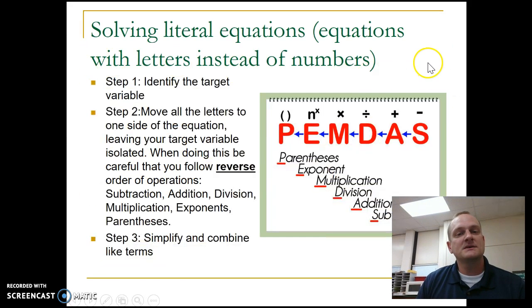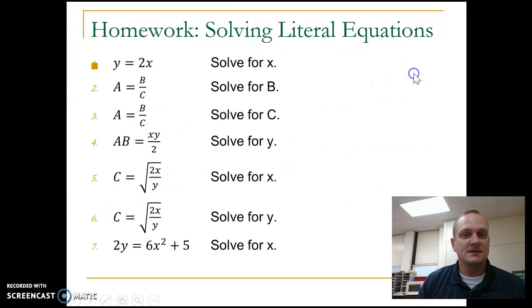We already talked about PEMDAS and how you solve literal equations. Remember, when you're evaluating an expression, you start with the numbers in parentheses and find those, then your exponents, multiplication, you work your way down PEMDAS. When you're solving literal equations, you're working backwards. You start by undoing the subtraction and the addition, then you undo the multiplication, division, etc. So please go back and read this.